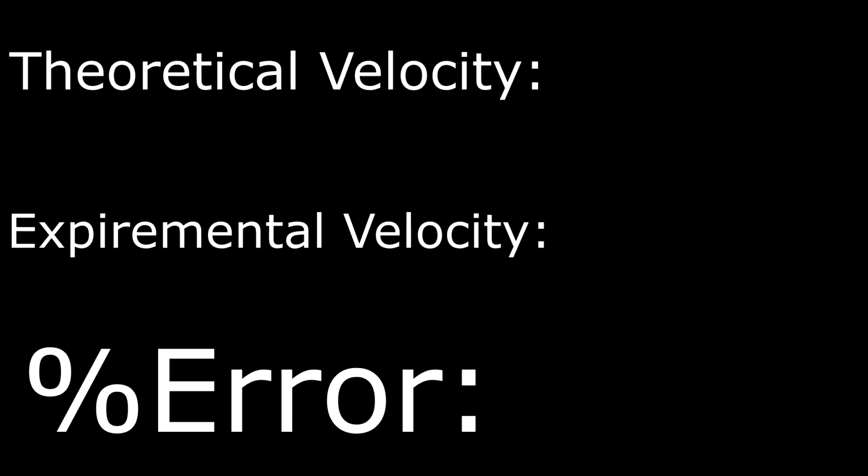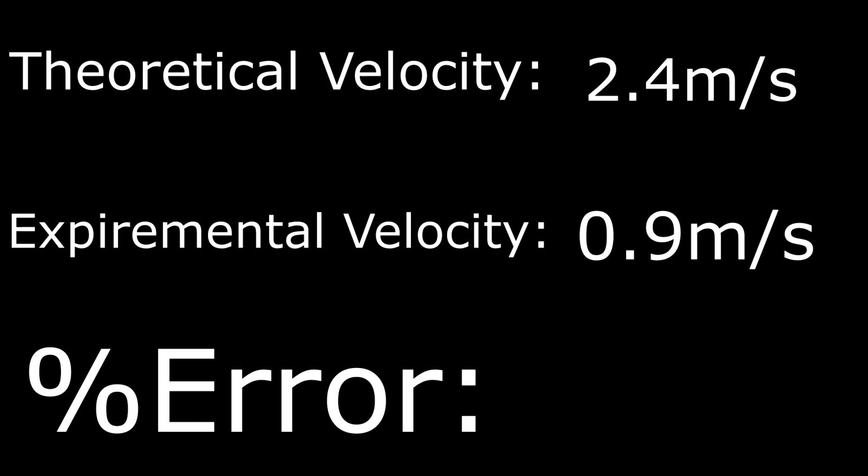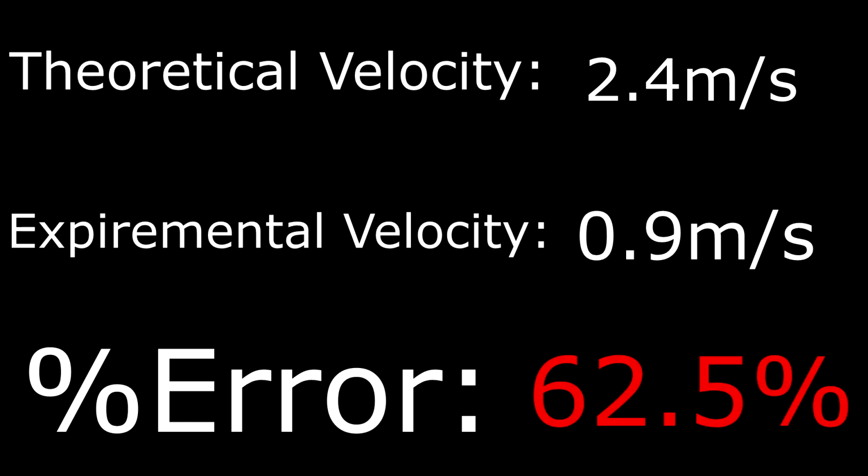So let's talk about the results. We calculate the velocity when the lever comes down and the car is coasting. When we calculated mathematically, we got a velocity of 2.4 meters per second. When we experimented, however, we got 0.9 meters per second as our result, a 62.5% error. So what was the issue?